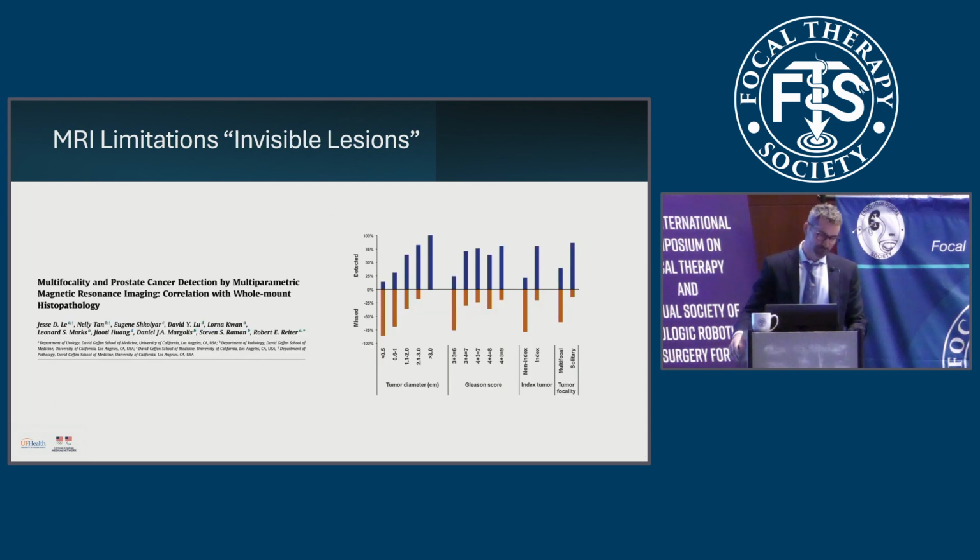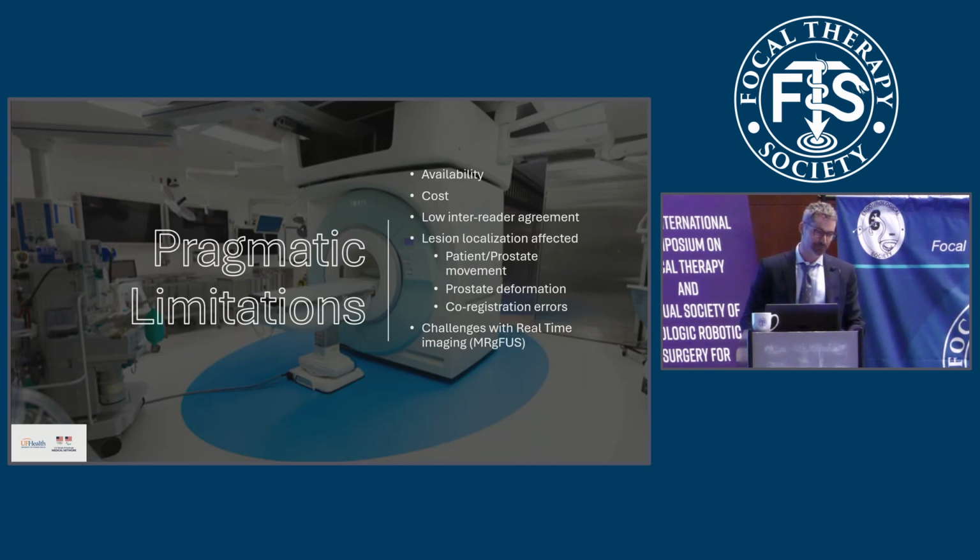But also, this was a really nice study. I think I was a fifth-year resident when this came out of UCLA, and it really spoke to me. If you look at the graph, the upward is detected and the bottom is missed. You can see that a majority of missed lesions are non-index lesions and largely indolent lesions, but there's still some clinically significant prostate cancer that's missed. And I would argue that missing a 4+4 or a 4+5 is quite significant. So we do have limitations in terms of MRI-invisible lesions.